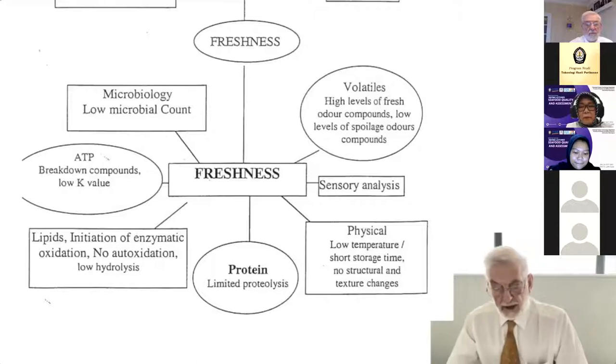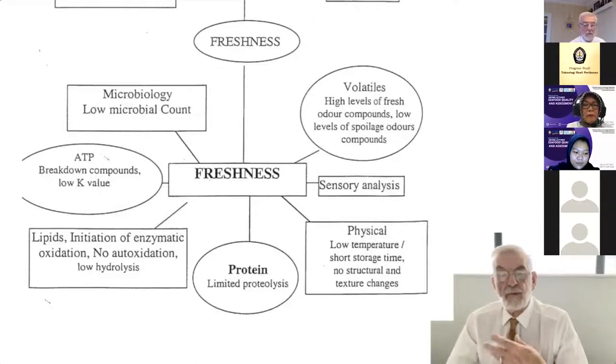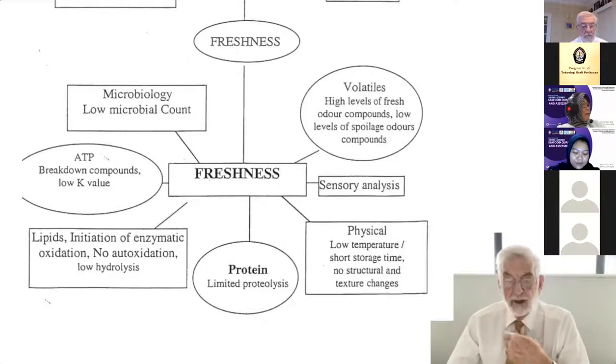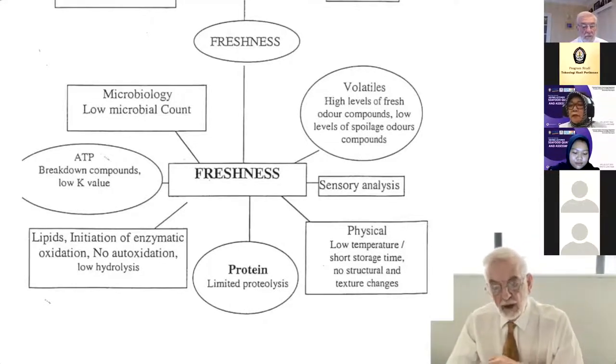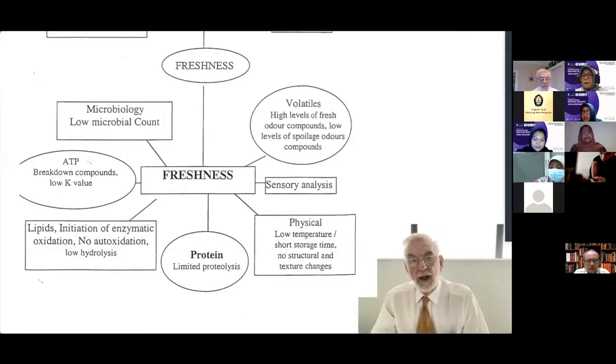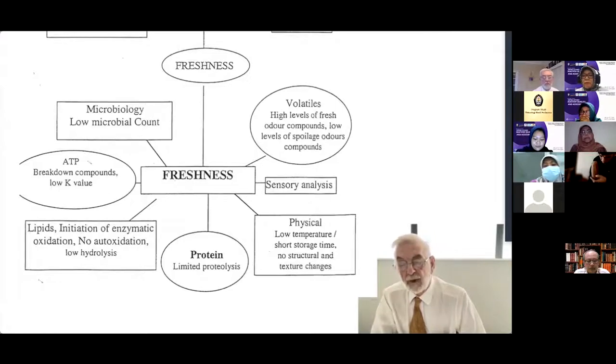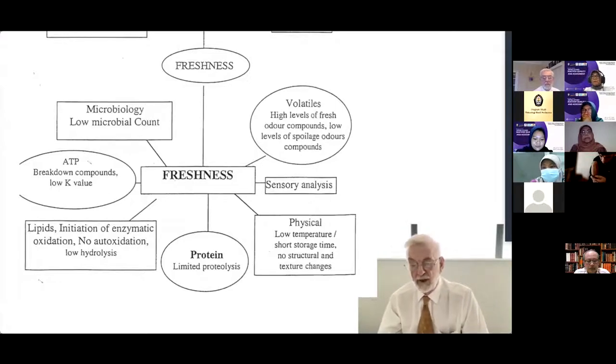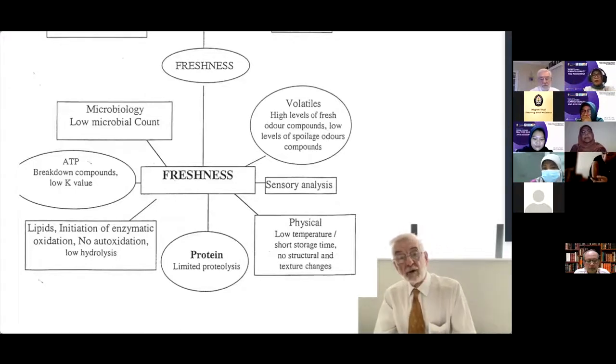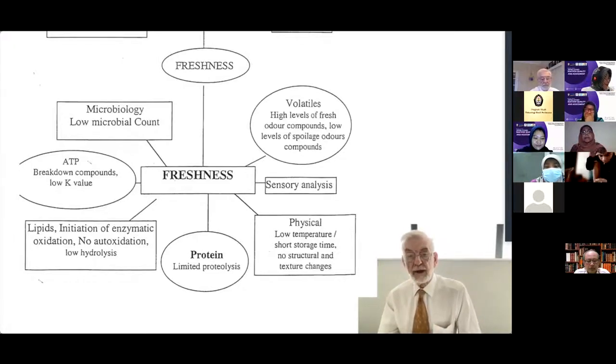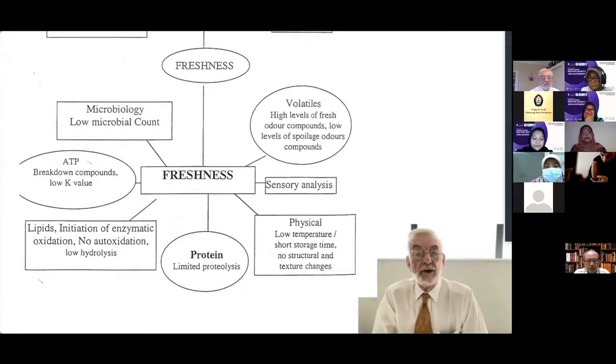ATP. Now, ATP is, of course, the molecule that provides energy for the cells, and after death, this will break down, and this is a very useful chemical indicator, and I'll be talking about this in about 10 minutes' time. Finally, microbiological. We want low microbial counts, both from the point of view of health and, of course, from the point of view of freshness, the volatiles that they're going to create. I'm not a microbiologist, and I'm only going to talk about chemical methods today. So that then is the end of my initial introduction.